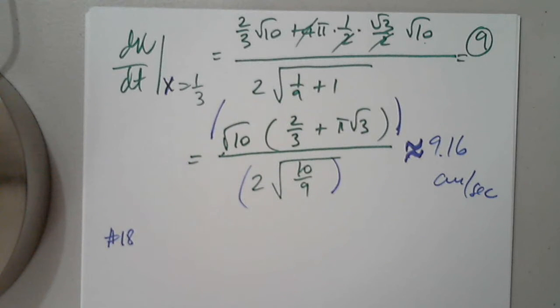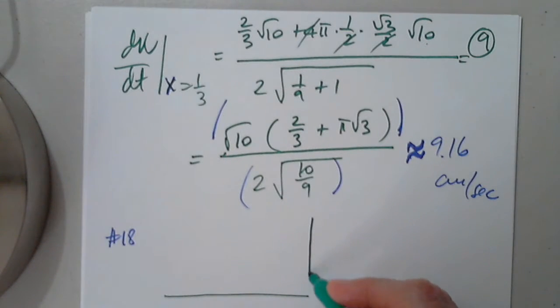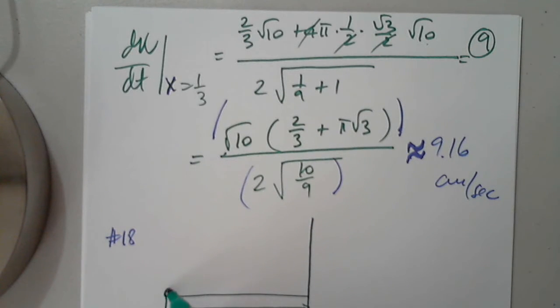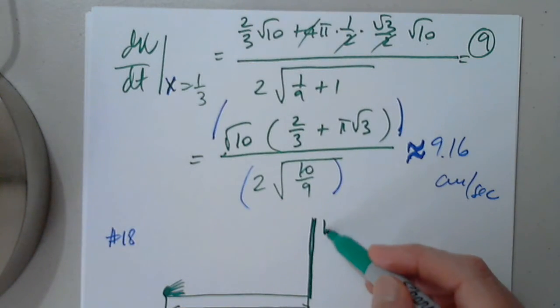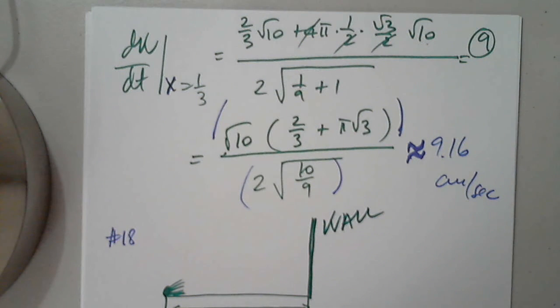The wall is 12 meters away. Stop. Create my picture here. So this is 12 meters away, and here's my spotlight, and this is the wall. Good. So this is the information I have from the very first sentence.